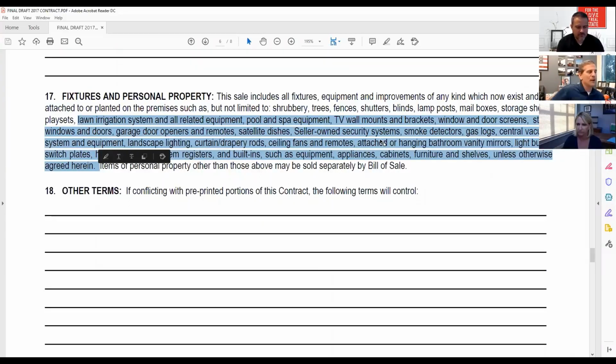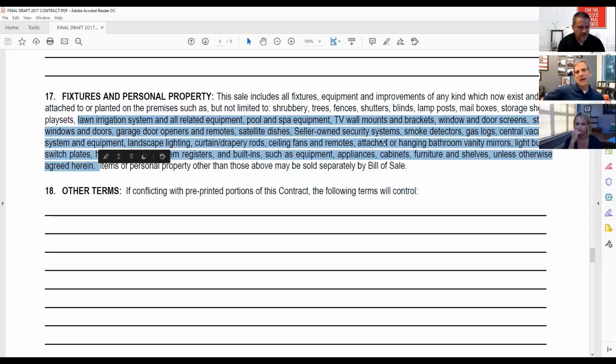So, if you have a Ring doorbell or Blink or one of those, again, if you're a buyer, write it in the contract. If you're a seller and it's not going to convey, write that it's not going to convey. I've gone both ways on it. I don't know whether it is or not a fixture. I kind of go back and forth on my opinion on that.